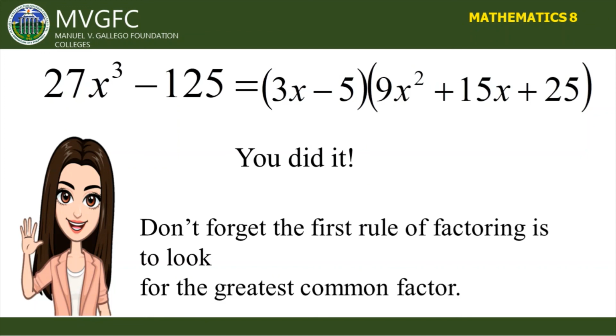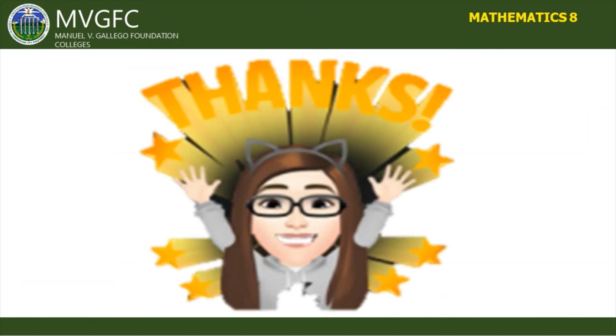So you did it. Don't forget, the first rule of factoring is to look for the greatest common factor. And once again, you can actually express this or check this using the distributive property that you already know. Just simply don't forget the rules that I told you and you learned today.